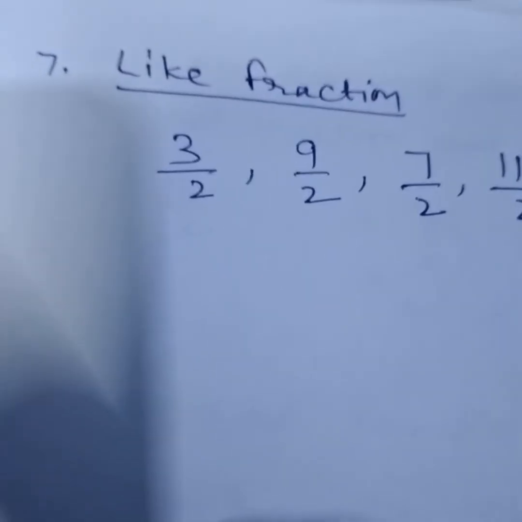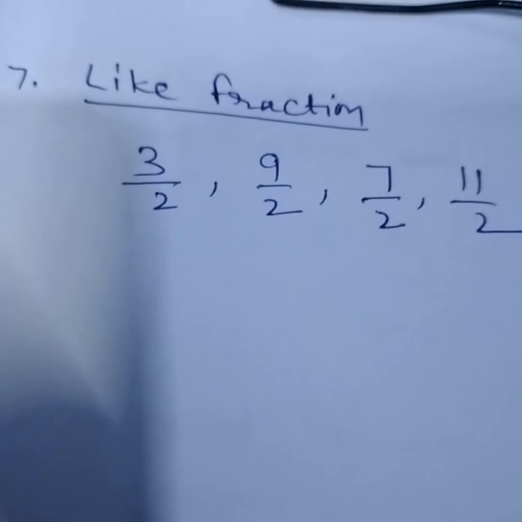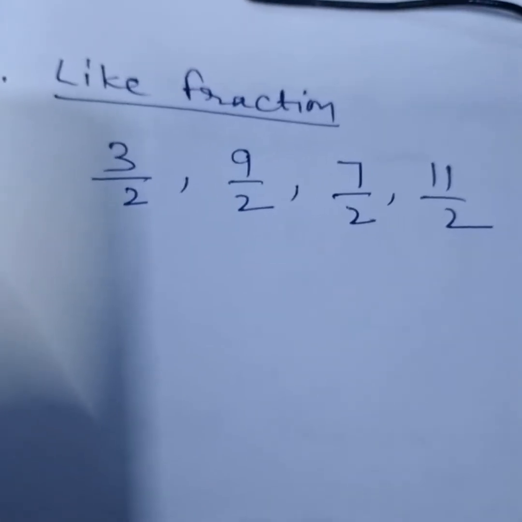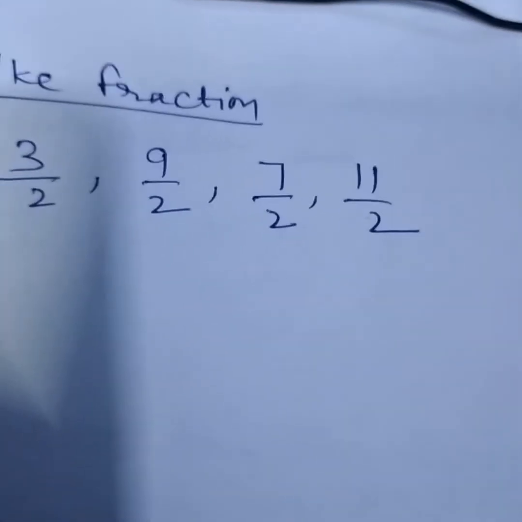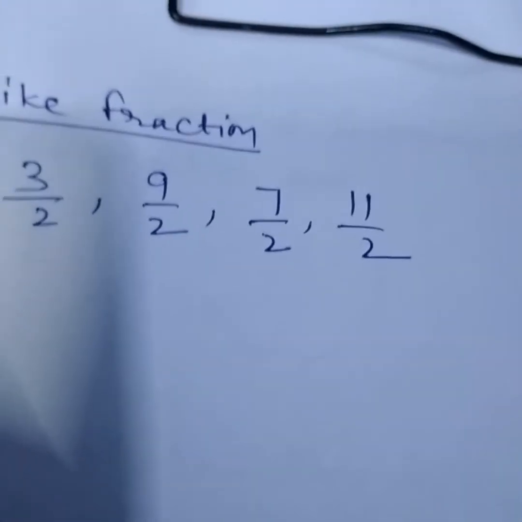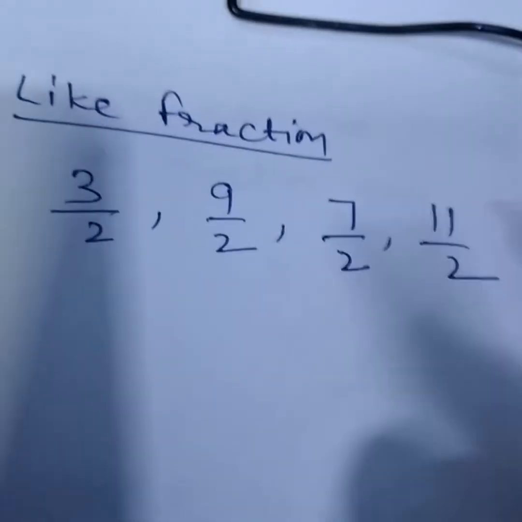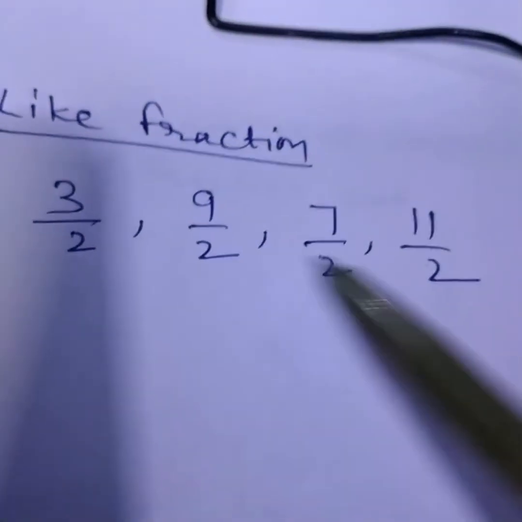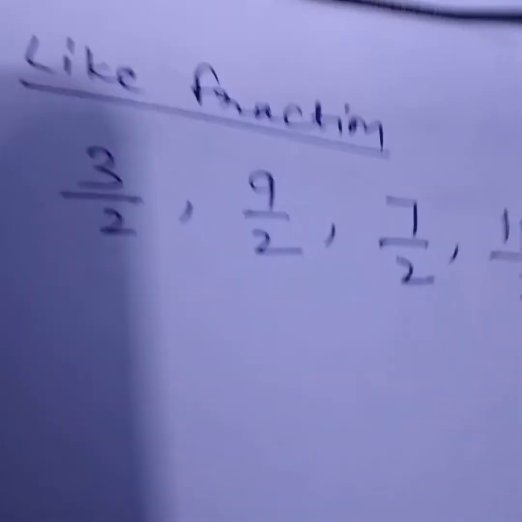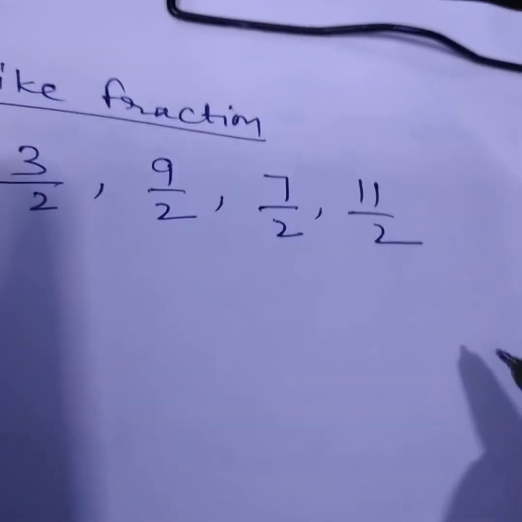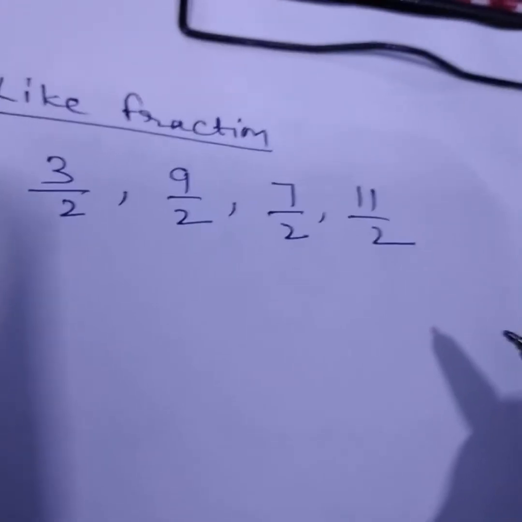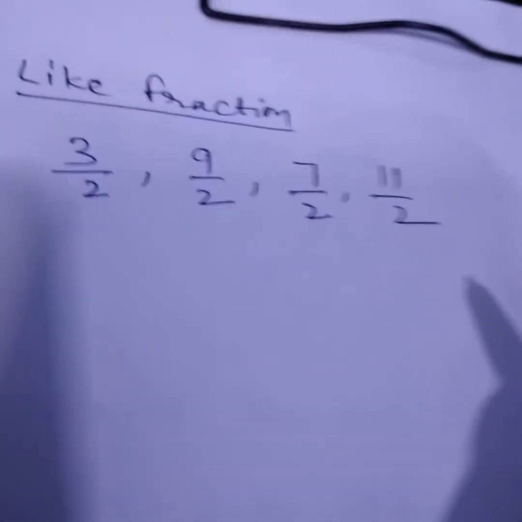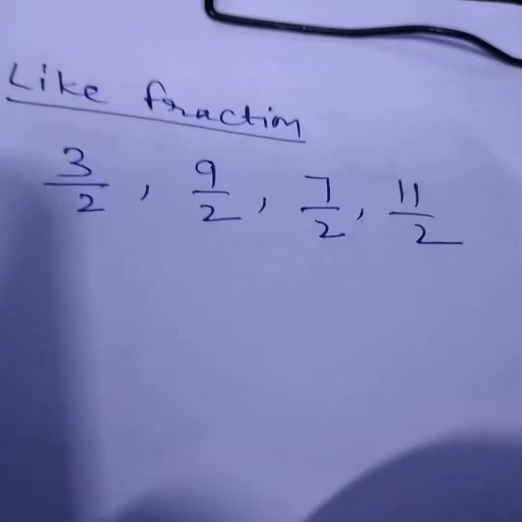The next one is like fraction. See the examples: 3 upon 2, 9 upon 2, 7 upon 2, 11 upon 2. What we are observing in the denominator: everywhere it is 2. This type of fraction, whose denominators are equal, 2 is not necessary, any digit, but the denominators are equal, is called like fraction.